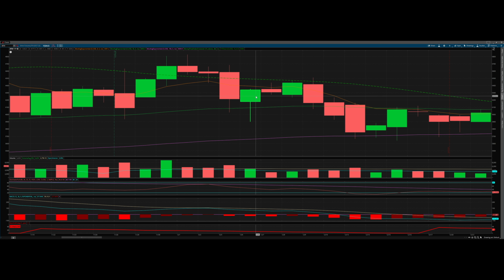And sometimes the close and the open are the exact same price, okay? And so on a down candle, this would be the open, this would be the close. These are the wicks, okay? So if you need to look at that further, pause the video and look at that.